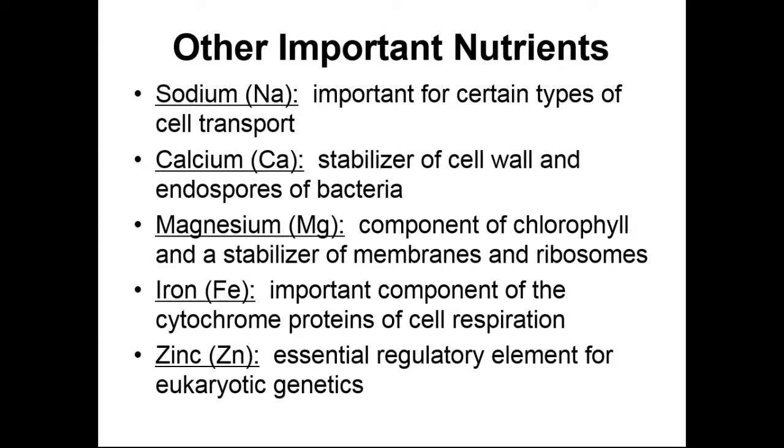Zinc is a regulatory element for eukaryotic genetics. There is something known as a zinc finger, and these zinc fingers are loops of amino acids with the zinc in them that activate or deactivate genes in the eukaryotic nuclear genome.